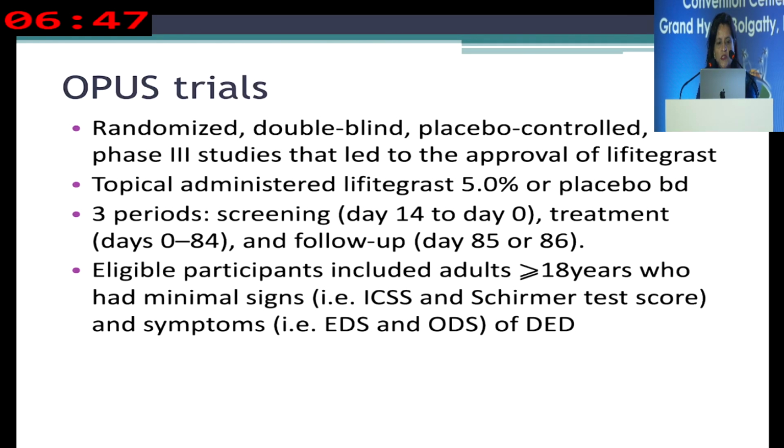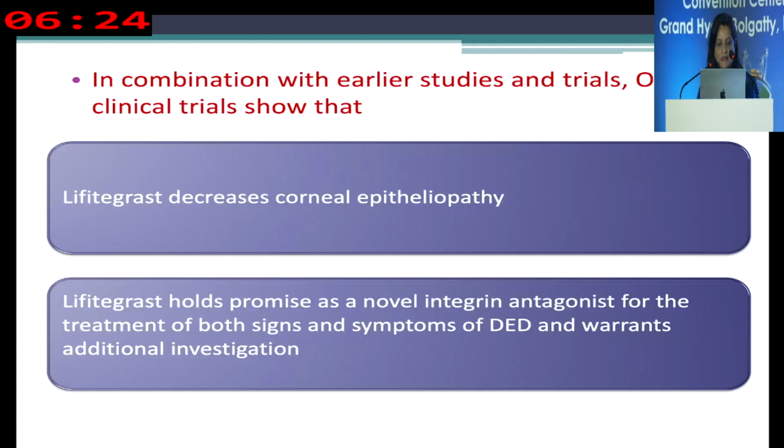So these are the OPUS trials which are done, and topical administration of Liftegrast is done 5% twice a day. And in these randomized phase 3 studies, there were 3 periods which were looked at: screening, treatment, that is days 0 to 84, and follow-up day 85 or 86. And the eligible patients were more than 18 years who had minimal signs and symptoms of dry eye disease.